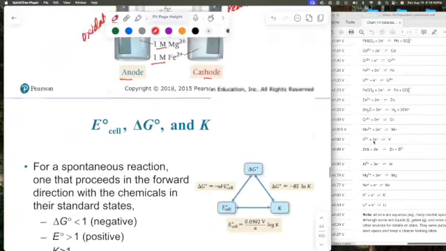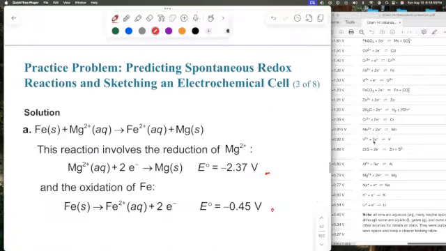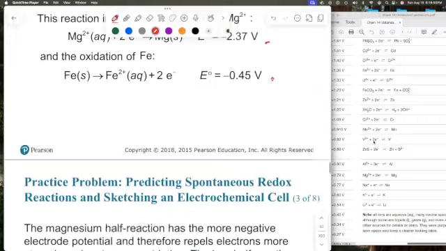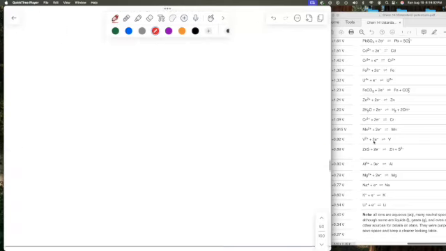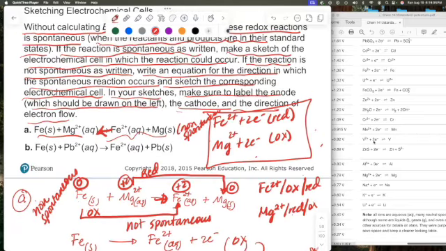Okay, so let's go ahead and look at this. There were two questions, right? This is just answering A. What about B? What was B talking about? Okay, B was talking about iron and lead. Let me go ahead and copy this over so we can go ahead and unpack this in the next slide.